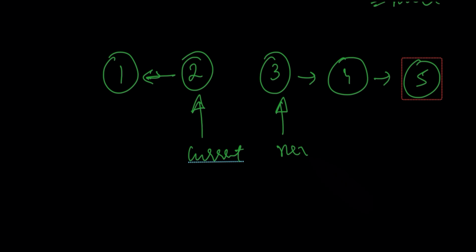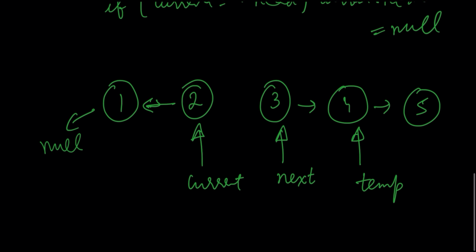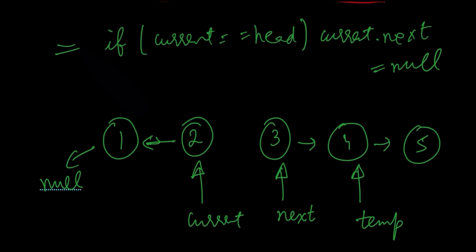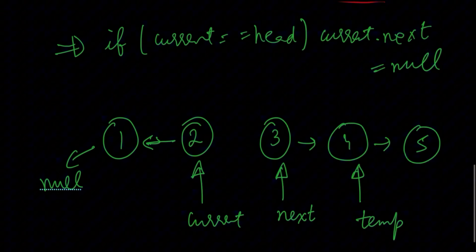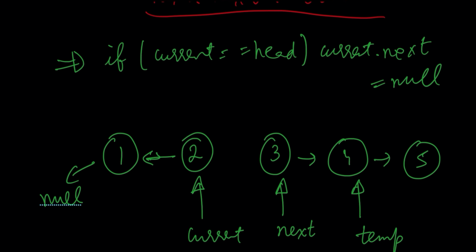next is 3, temp is 4, and 1 points to null because we added an if check. So we only need to do this if check for the head node, because in the next iteration we can just update this node 3 to point to node 2, and we won't need to update this node 2 because we already updated it in the previous iteration.